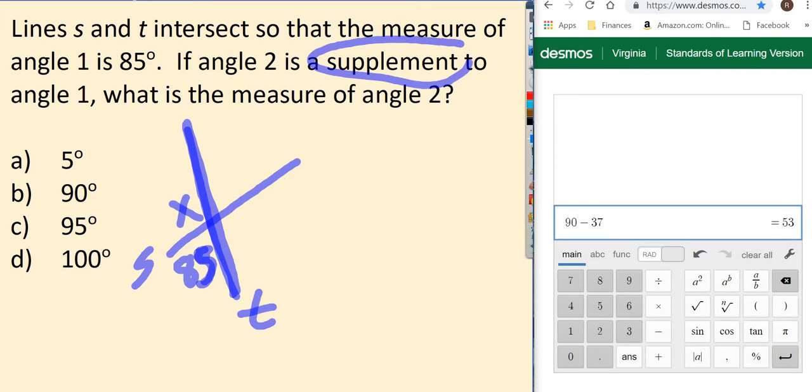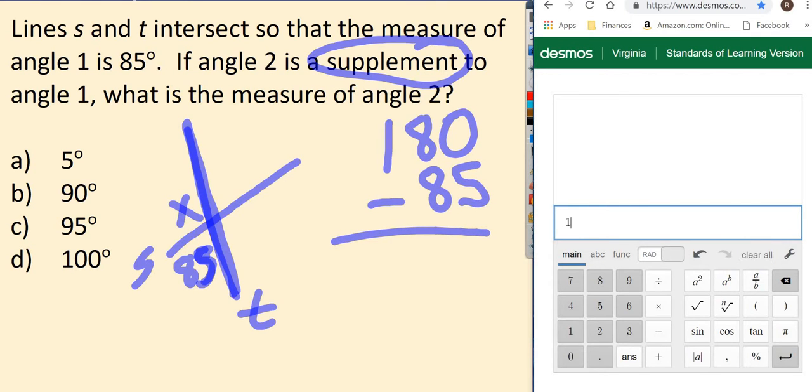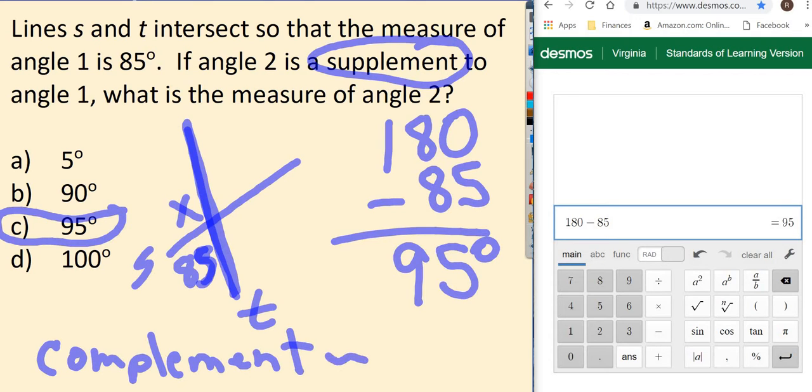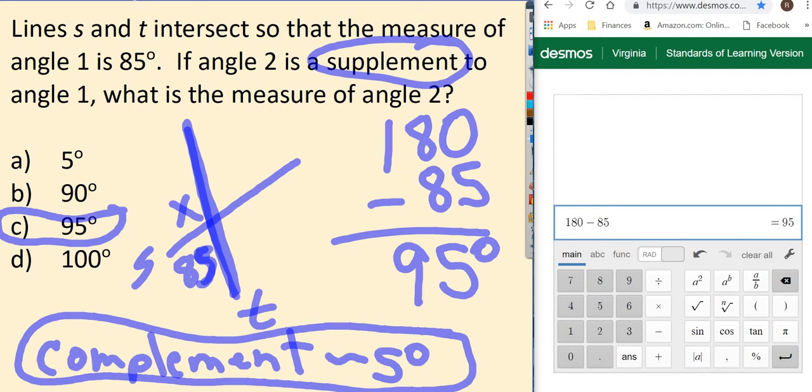So supplementary, that's our hint, is 180 degrees. We know that we have 85 of those degrees already taken care of. So let's do 180 minus 85. And of course, that missing angle 2 is going to be 95 degrees. Okay? If they had said complement, what is the complement of 85, then that would have just been 5 degrees, because a complement equals 90. But a supplement, like it said at the top, equals 180. So that's why we started with that 180.